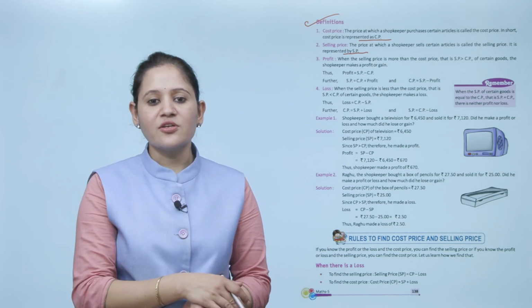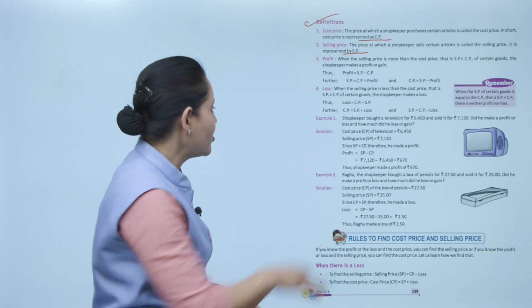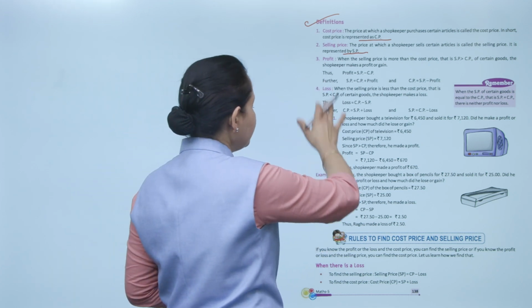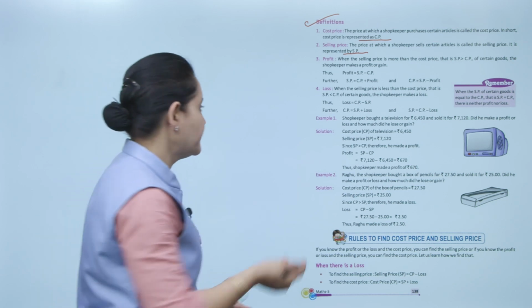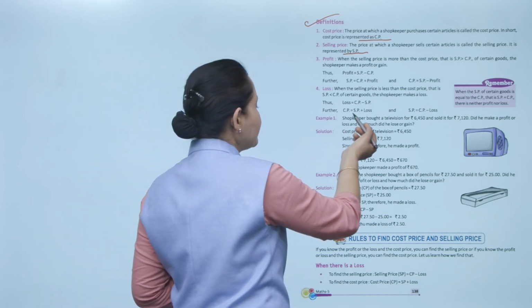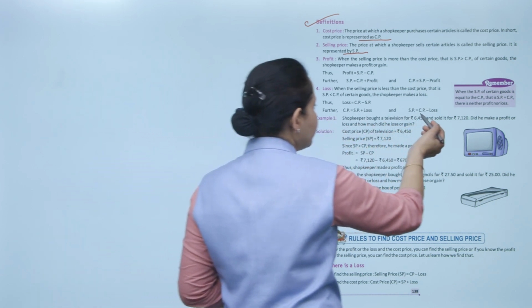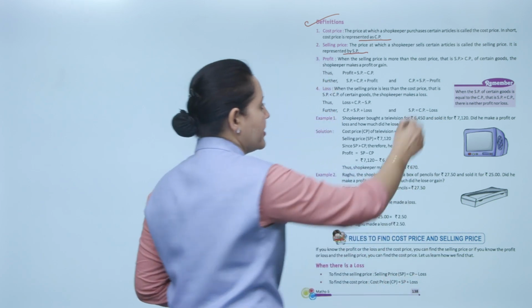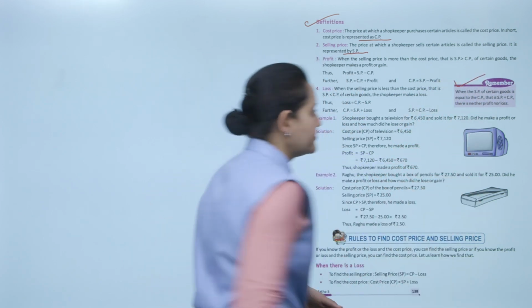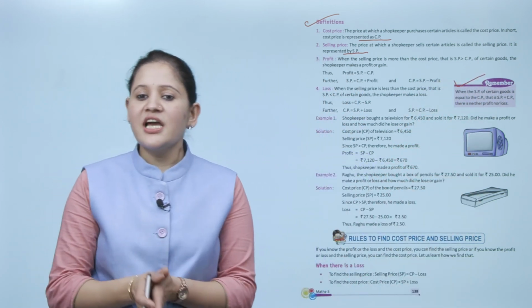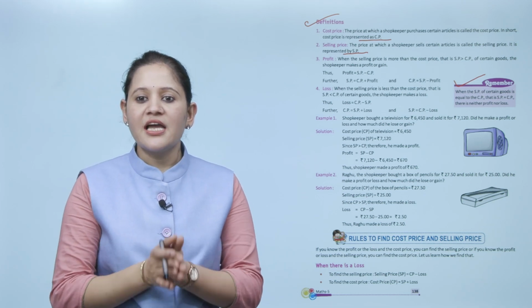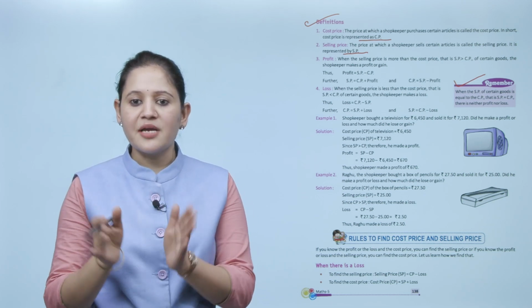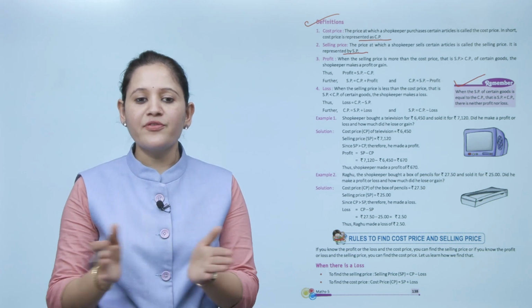Next is loss. When the selling price is less than the cost price, that means SP is less than CP on certain goods, the shopkeeper makes a loss. So loss equals CP minus SP, because CP is greater than SP in loss. CP equals SP plus loss and SP equals CP minus loss. Remember, when the SP on certain goods is equal to CP, that is SP equals CP, means both are the same, there is neither profit nor loss.